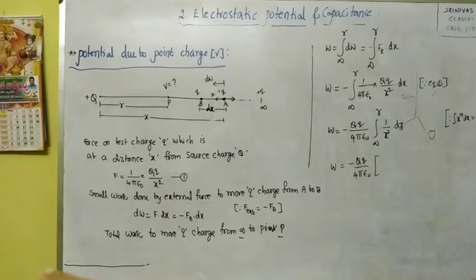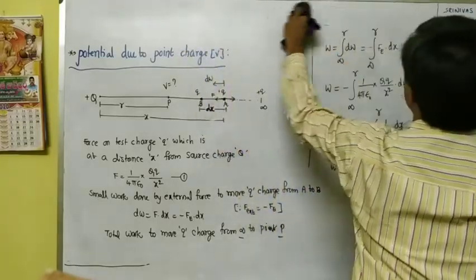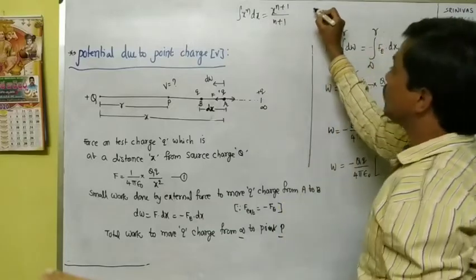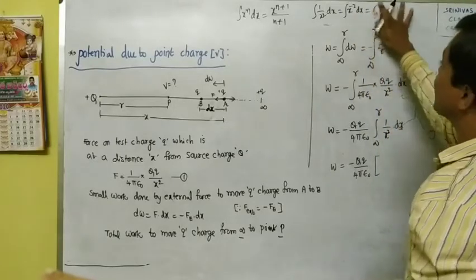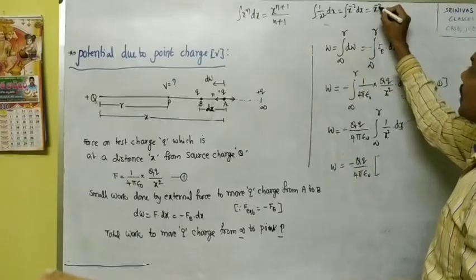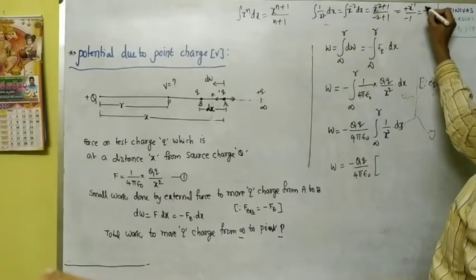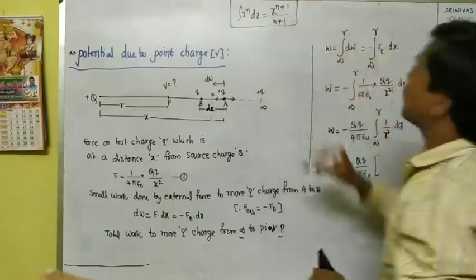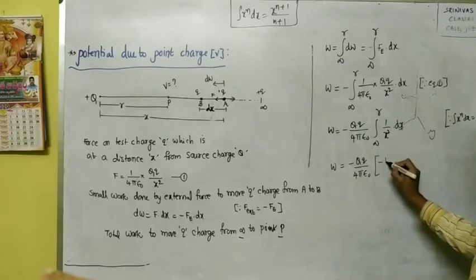The formula is integration of x power n dx is equal to x power n plus 1 by n plus 1. If you use that formula here, 1 by x square dx is x power minus 2 dx, so n is minus 2. That is x power minus 2 plus 1 by minus 2 plus 1, which is x power minus 1 by minus 1, so we get minus 1 by x. By using this formula, the integration of 1 by x square is minus 1 by x.